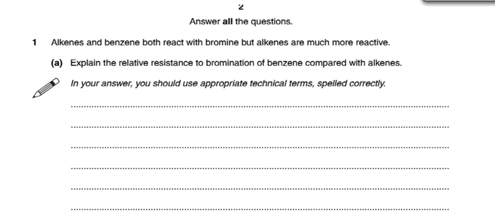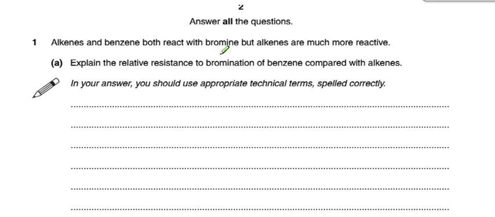F324 June 2012. Question 1. This first question is a benzene question. It's a lovely, lovely question. In this first part A, what we're really looking for here, a few things. So we've got alkenes and benzene both react with bromine. It's a fairly standard question.